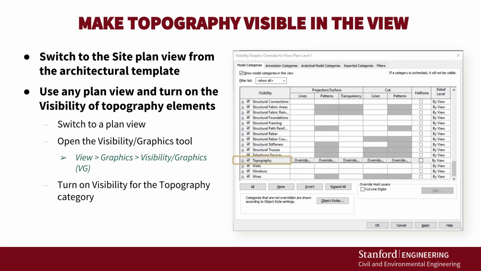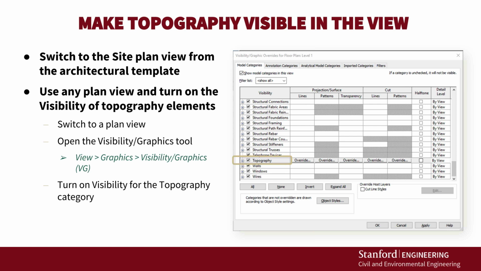Before you create the topo surface, it's important to make sure that the topography elements are visible in the view that you're looking at. If you switch to the site plan view from the architectural template, you'll actually see that the topography is turned on in that view. But in most other plan views, the topography isn't turned on, so you'll need to turn on the visibility of the topography elements in order to see the topography as you create it.